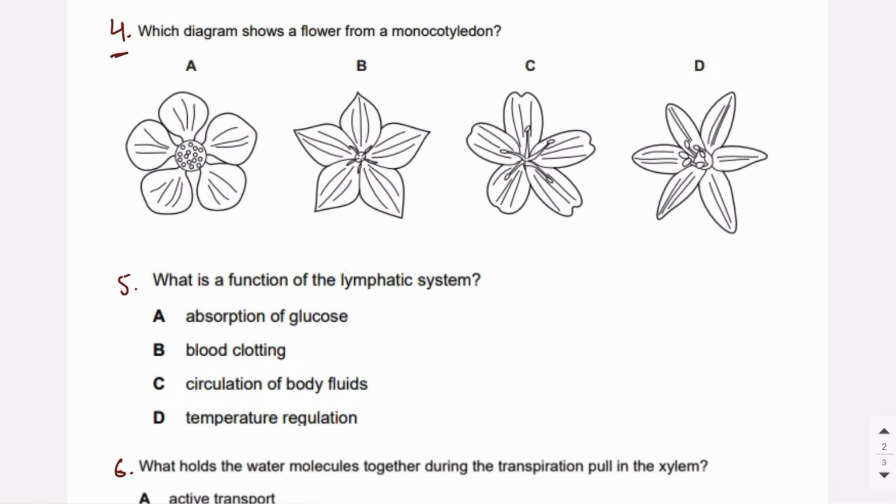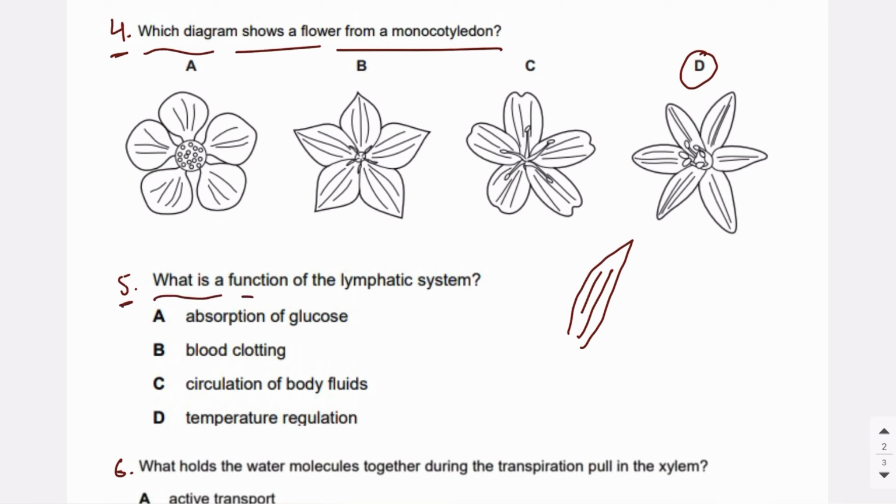Let's discuss MCQ number 4. Which diagram shows a flower from a monocotyledon? So guys, always remember this point, that whenever you want to recognize a flower from a monocot, just look at the floral leaves. If the leaves are thin and have parallel veins, then that is the flower from the monocot. The answer is D.